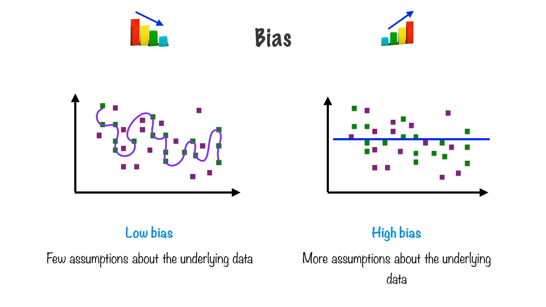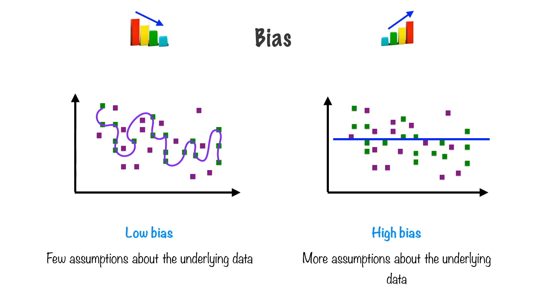The model on the left, which we spoke of as an overfitted model, has a low bias error. That's because we have made no assumptions about the underlying data. We haven't made any assumptions for how it's distributed in space. We haven't assumed that it's a straight line or a simple curve. That has a low bias error. The model on the right has a high bias.